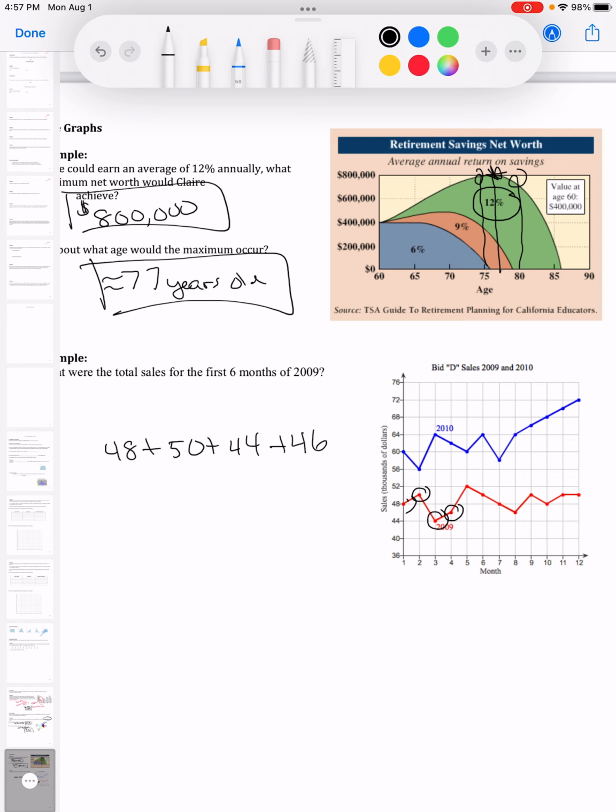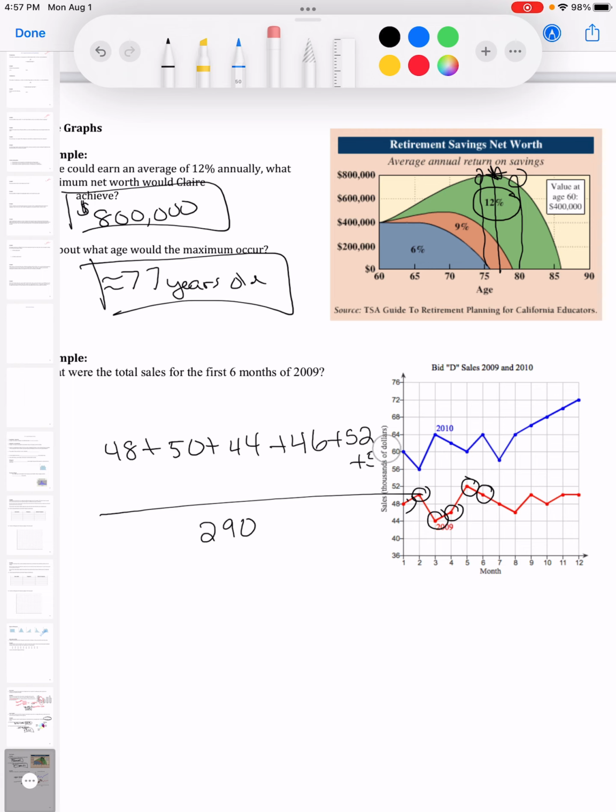Some people kind of look at it visually. Whatever works for you. 52 for the next one. And for month 6, that's the last one we had to do, all the way through the first 6 months. I'm back to that 50, that halfway mark. I am going to add all those up and I get 290.